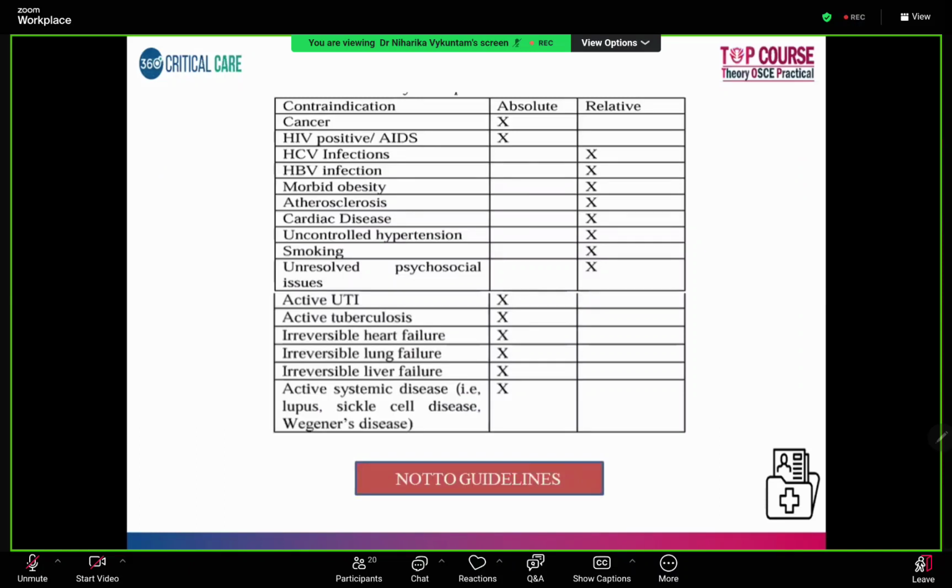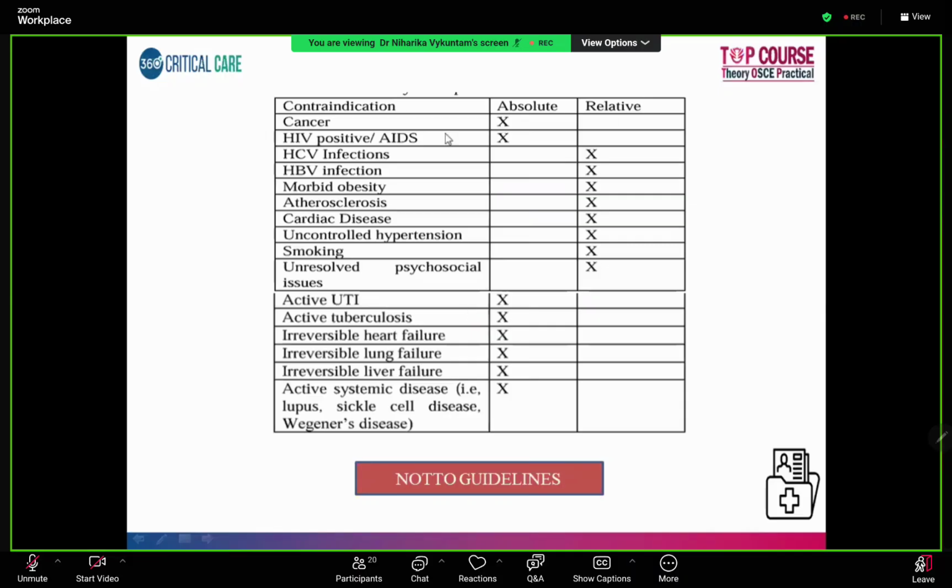So the NOTTO guidelines have given these absolute and relative contraindications. NOTTO stands for National Organ and Tissue Transplant Organization. They have given the absolute contraindications as active cancer, HIV positivity or AIDS. If there is an active infection, it could be either UTI or tuberculosis, or if the patient has irreversible underlying causes like heart failure, lung failure, or liver failure. And if the patient has any systemic disease like lupus, sickle cell disease, or Wegener's granulomatosis, those patients have absolute contraindications to kidney transplantation.